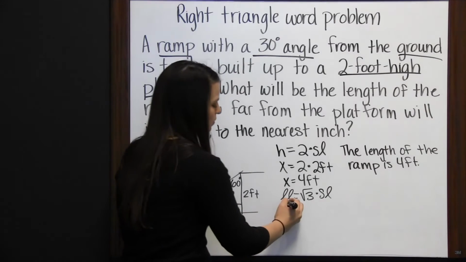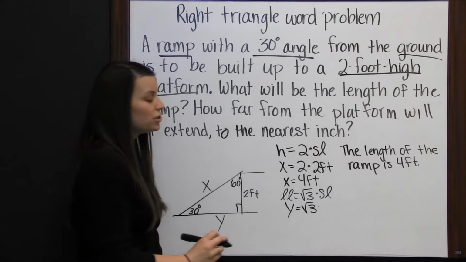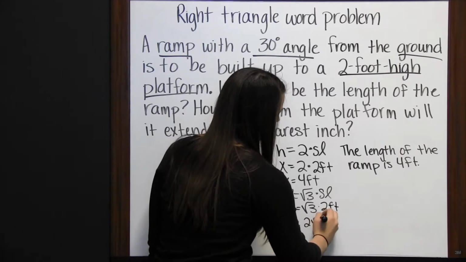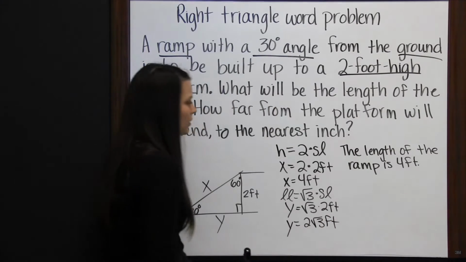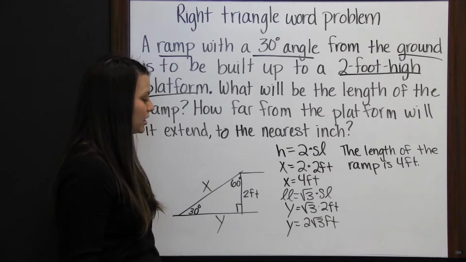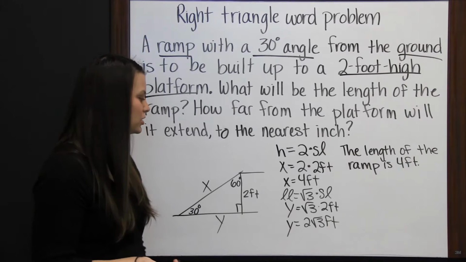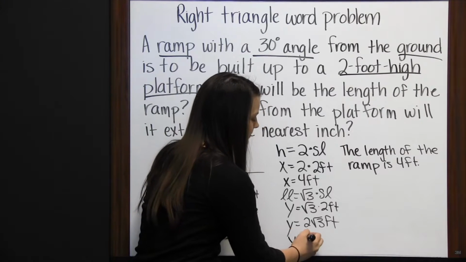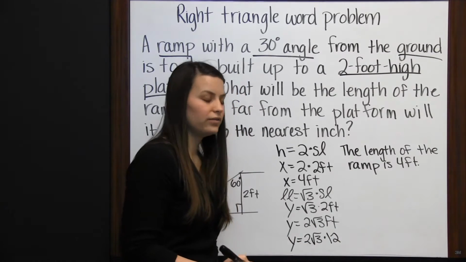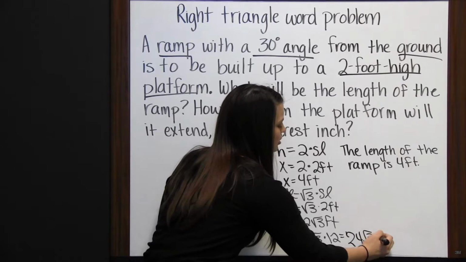Our longer leg, again, is y, equals the square root of 3 times, and our shorter leg is still that 2-foot length. So y is 2 square roots of 3 feet. They didn't ask us for the answer in feet, they asked for the nearest inch. So the first thing I'm going to do is convert 2 square roots of 3 feet into inches by multiplying by 12. So y is 2 square roots of 3 times 12, since there are 12 inches in 1 foot, which is 24 square roots of 3 inches.